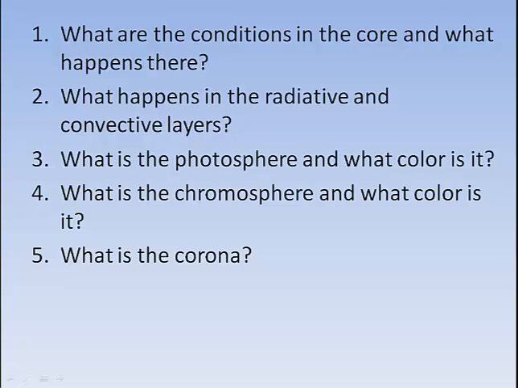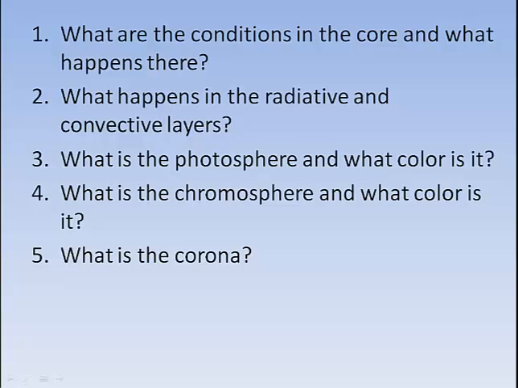What happens in the radiative and convective layers? Well, they transfer radiation and heat and energy from the very hot, dense core of the sun to the outer layers, especially the photosphere of the sun. What is the photosphere and what color is it? Photosphere, think of it as the outer surface of the sun. It's the visible surface of the sun. It's what you see when you look at the sun, and it's yellow.